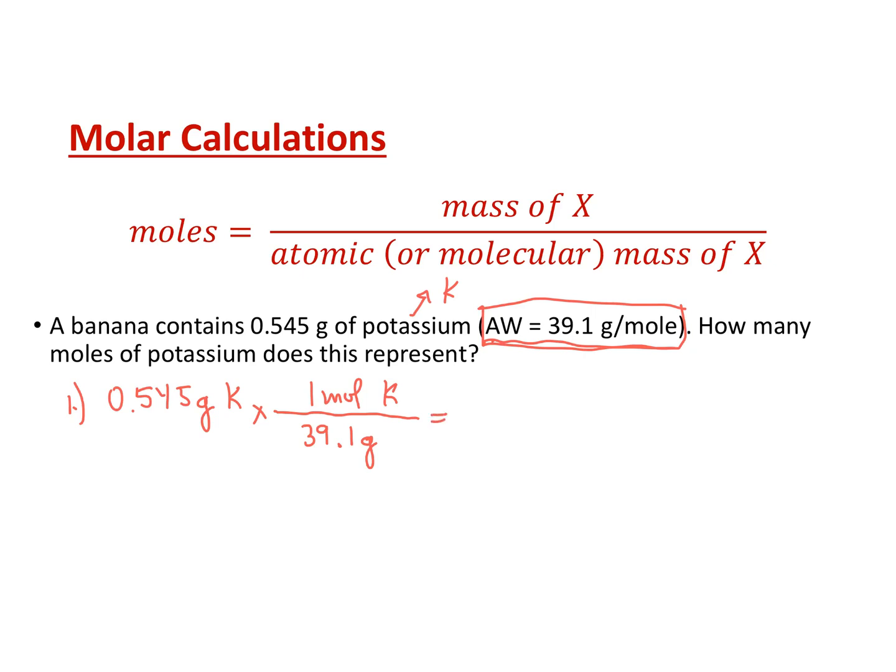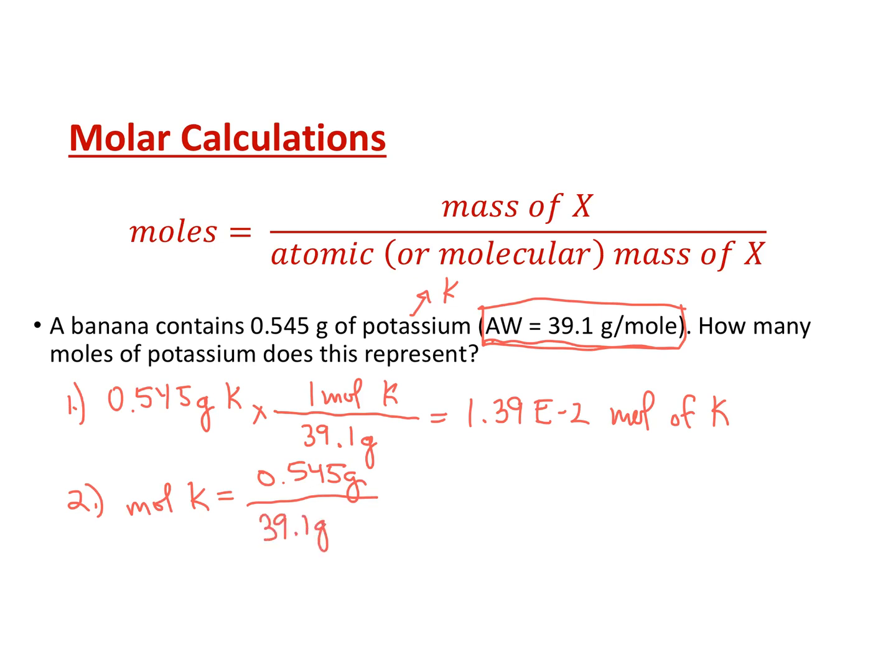So I'd see what I would need to do mathematically. I would need to divide 0.545 by 39.1 to see that I have approximately 1.39 e to the negative 2 moles of potassium. So that's doing the calculation with dimensional analysis. I could do the calculation using the equation as well, right? Moles of potassium equals the mass. Well, I've got 0.545 grams of potassium, and I know potassium is 39.1 grams per mole. We'll see we do the same operation. I divide the mass by the atomic weight, and I'm going to get the same answer, 1.39 e to the negative 2 moles of potassium. So you could do those calculations either way, whatever you feel more comfortable with.